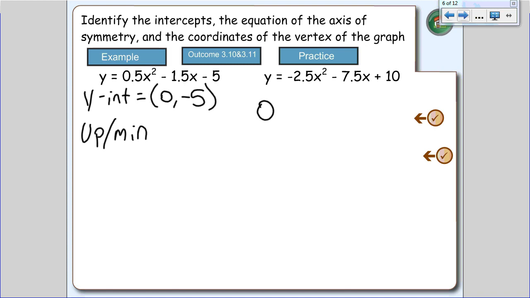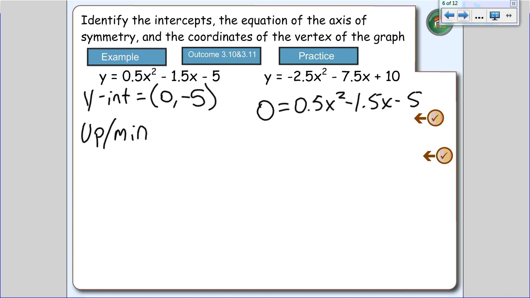Zero is equal to 0.5x squared minus 1.5x minus 5. The reason I changed that to 0 is because that's how we always factor things, right? If you're looking for your x-intercepts, that means y is 0. That's why we're able to change that.